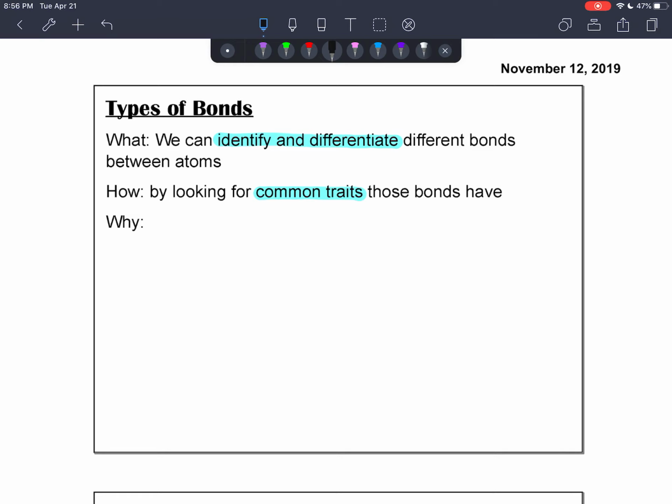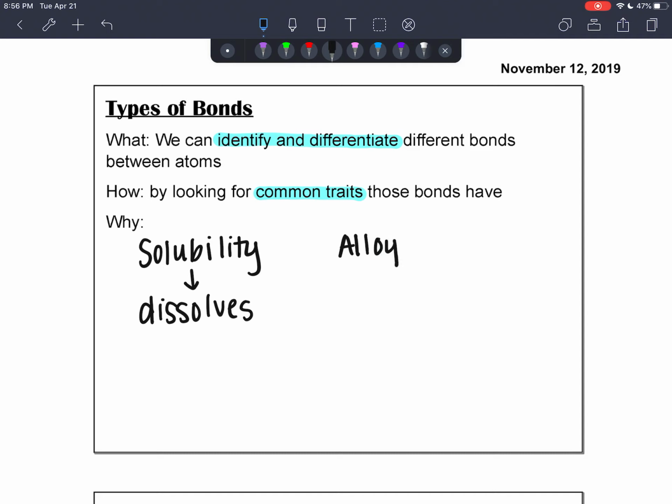The types of bonds determine things like solubility. So why is it that salt dissolves in water? That's what solubility means. It also explains things like alloys. Lots of times we don't use pure metals in things like jewelry or even construction.